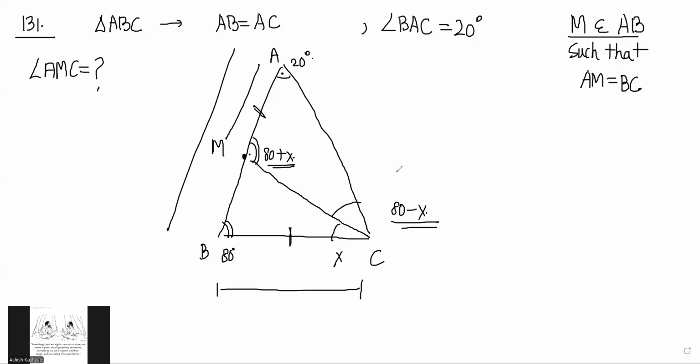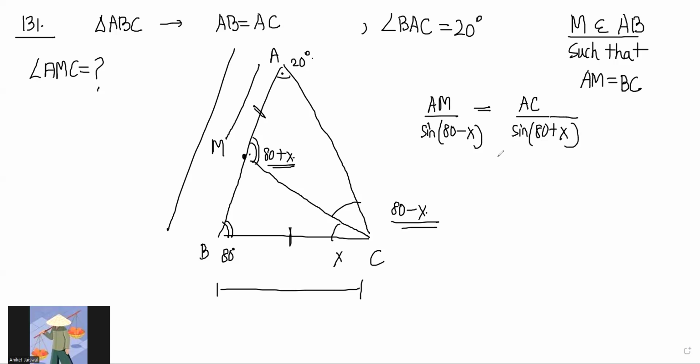But right now we'll try to get a solution without trigonometry. We can say things like this: AM by sine of 80 minus x is equal to AC by sine of 80 plus x, right? We don't need to use the third side MC.